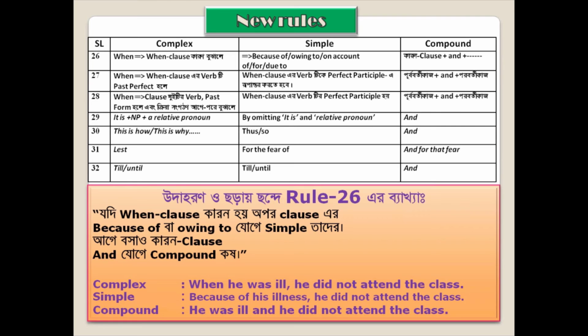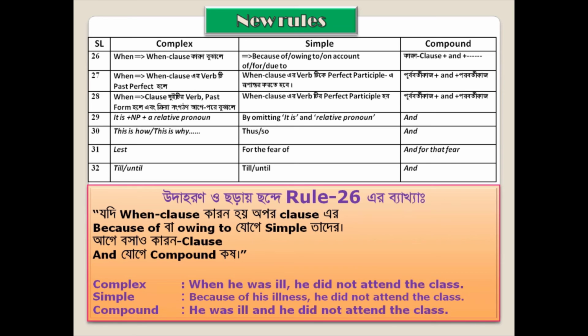For example, complex: When he was ill, he did not attend the class. Simple: Because of his illness, he did not attend the class. Compound: He was ill and he did not attend the class.